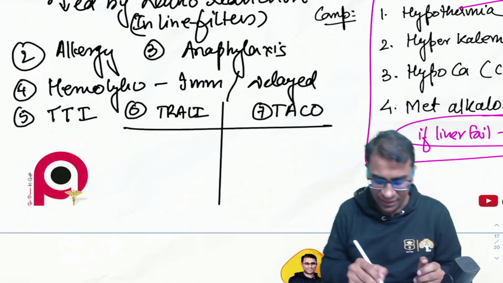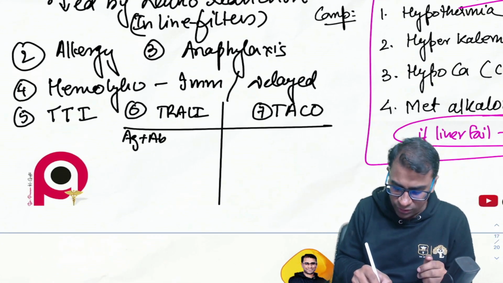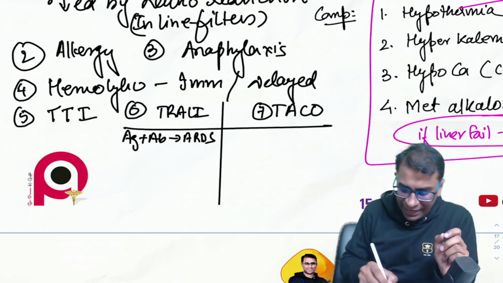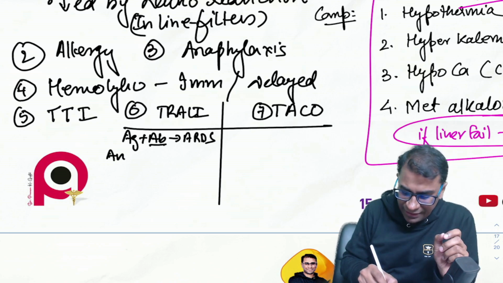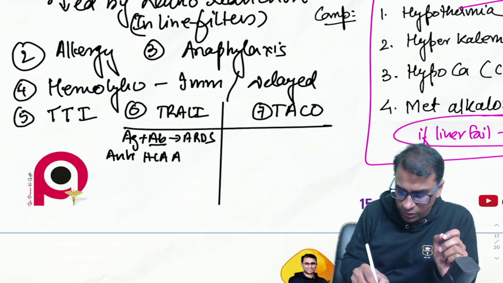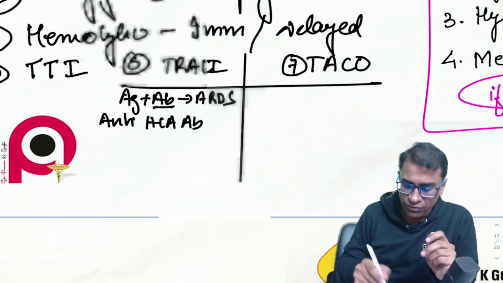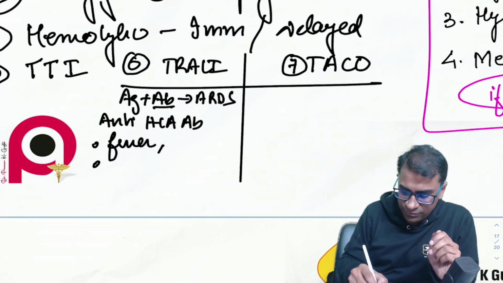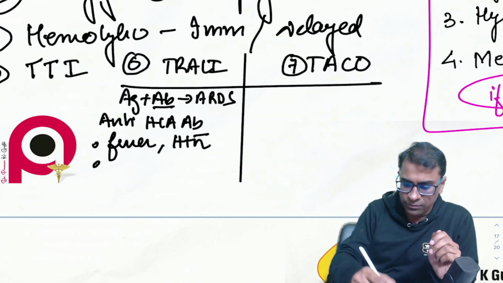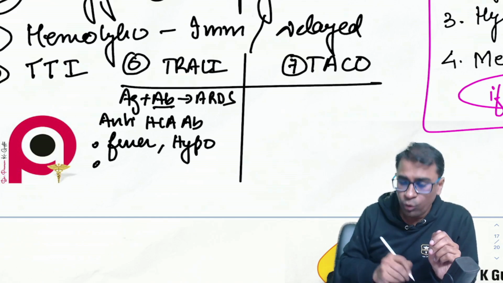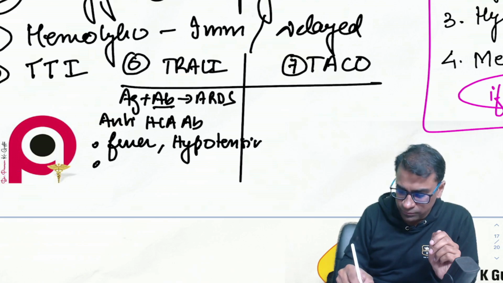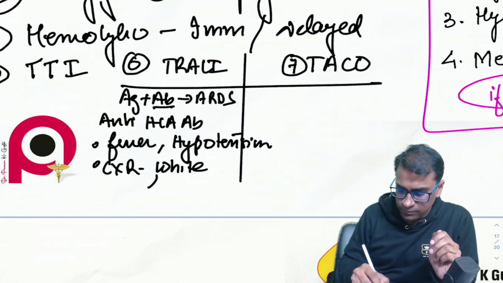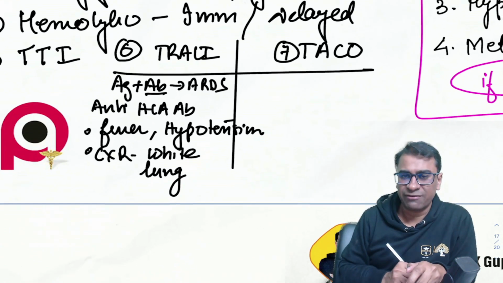TRALI is an antigen and antibody reaction causing ARDS-like symptoms. Often the antibody is anti-HLA antibody, and therefore such patients often suffer from fever. They can have hypotension, and on the chest X-ray they show a white lung because of the ARDS finding.